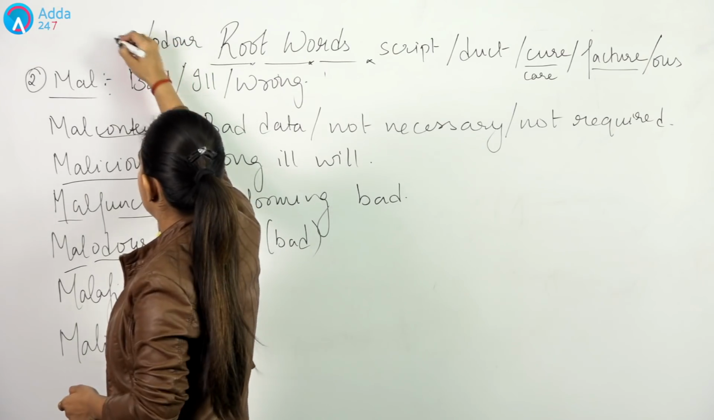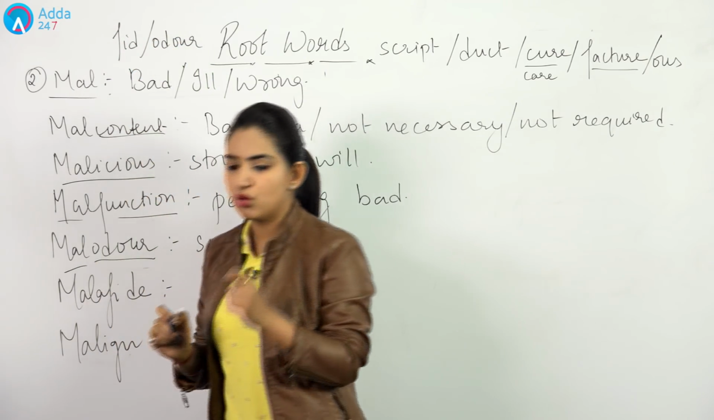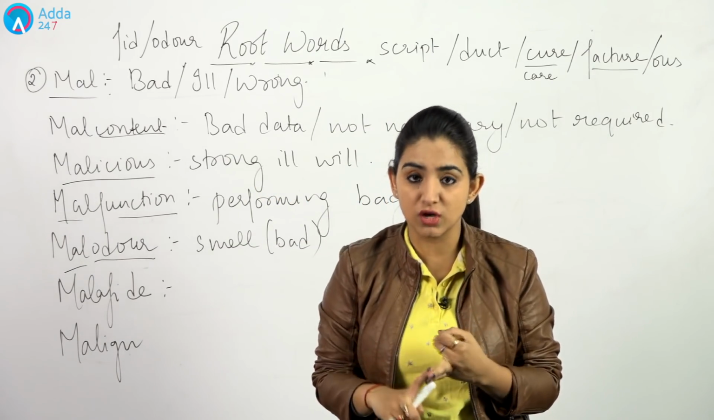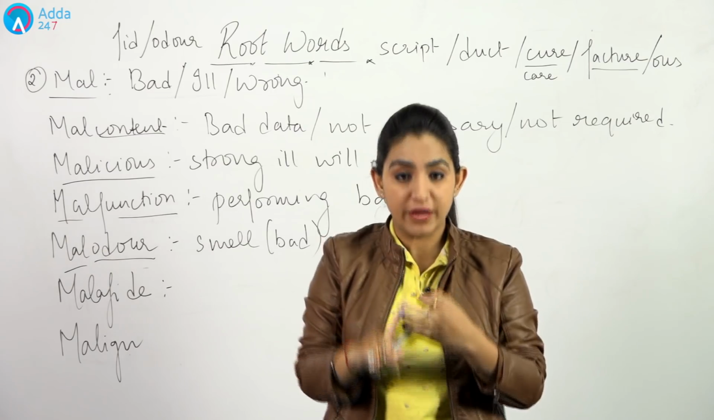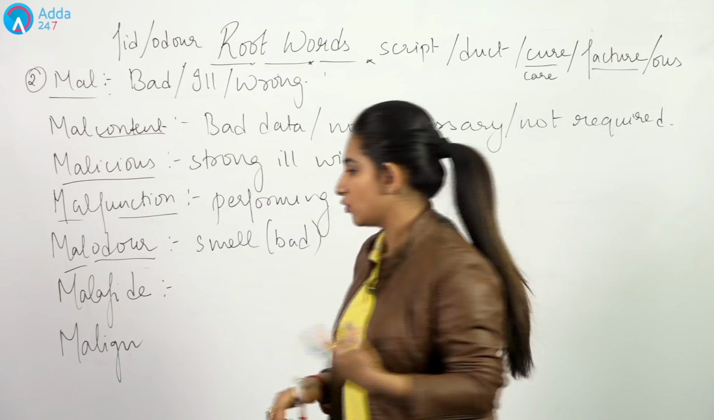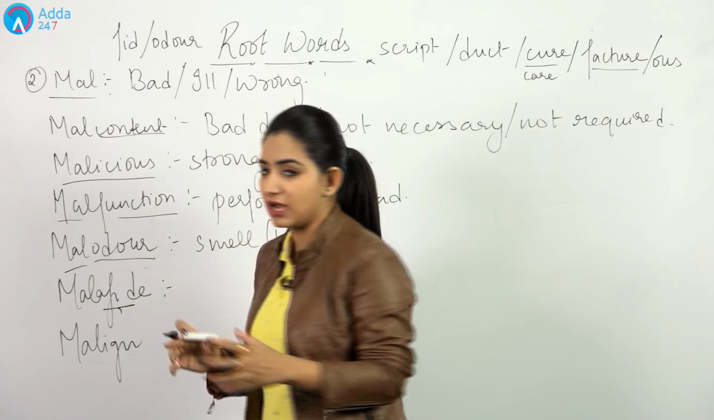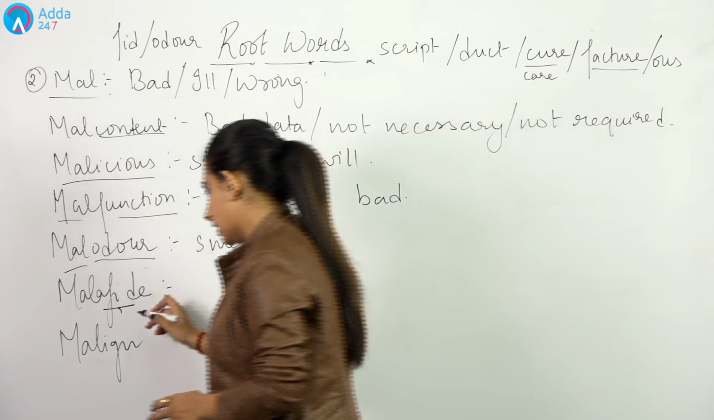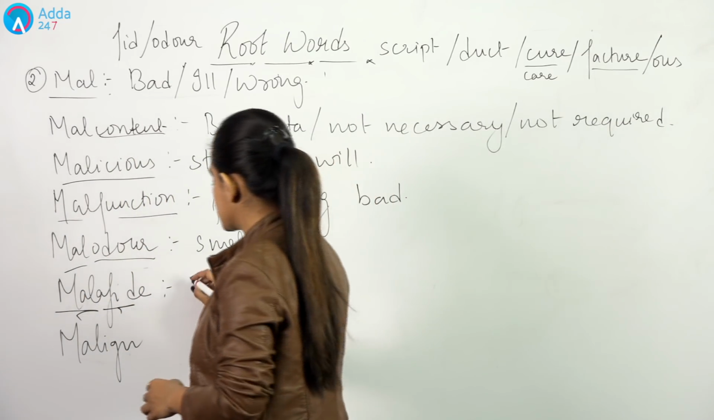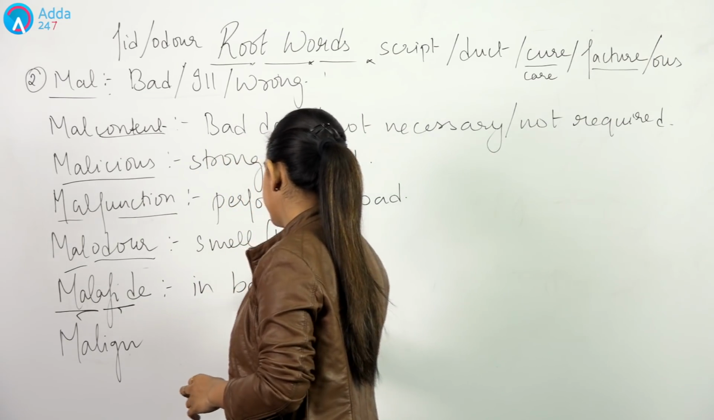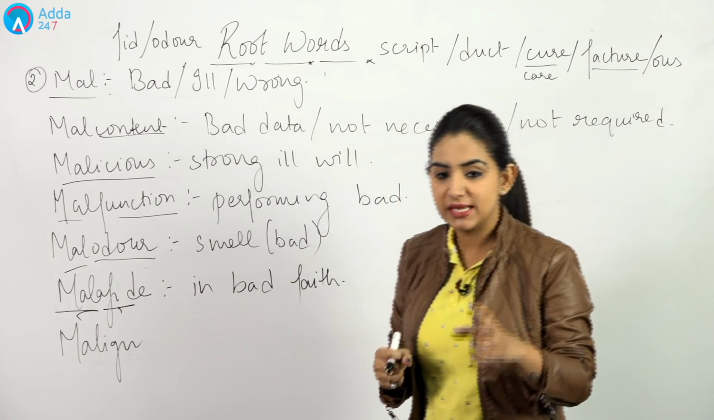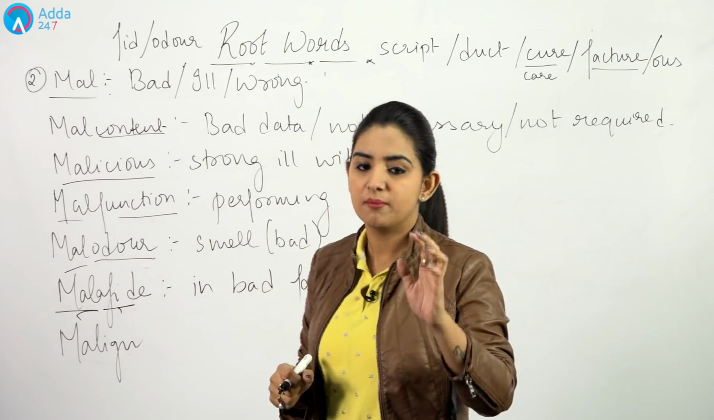Then malified. If you remember, some days back I told you what fid means. Fid is associated to belief, to trust, to faith. For example, we have confide, we have fiduciary, we have fidelity, right? So, all these words are defining the trust or the faith of something. But here we have associated it to a word, and that is mal. When I say malified, that means what? It means in bad faith. You cannot trust that person, you cannot believe that person, then you can use the word malified.